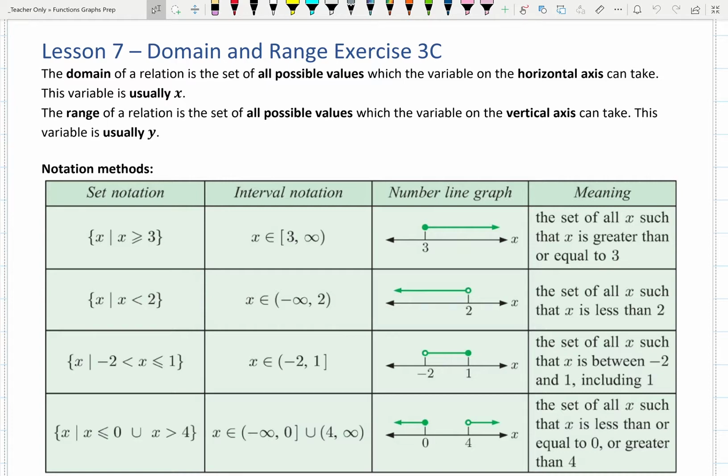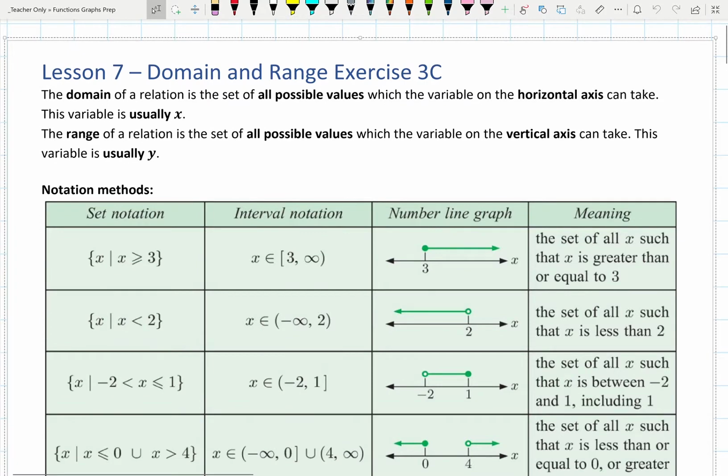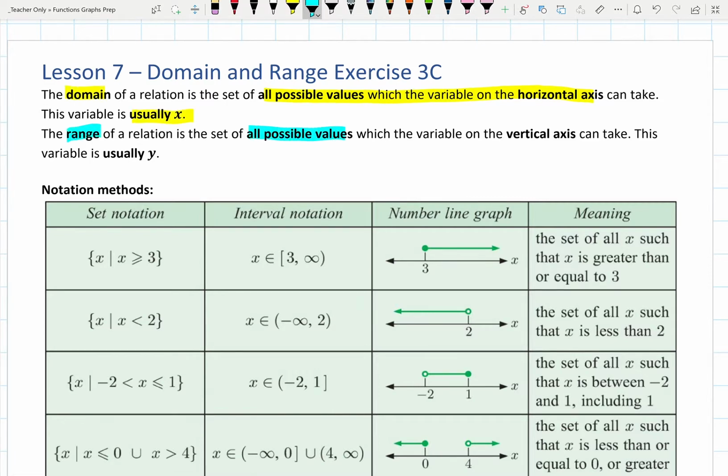The definitions are written there on the page for you. The domain of a relation is all the possible values on the horizontal axis, usually the x, and the range is all the possible values on the vertical axis, usually the y. It is important that you remember which one is which. That domain is referring to the x-axis and range is referring to the y.